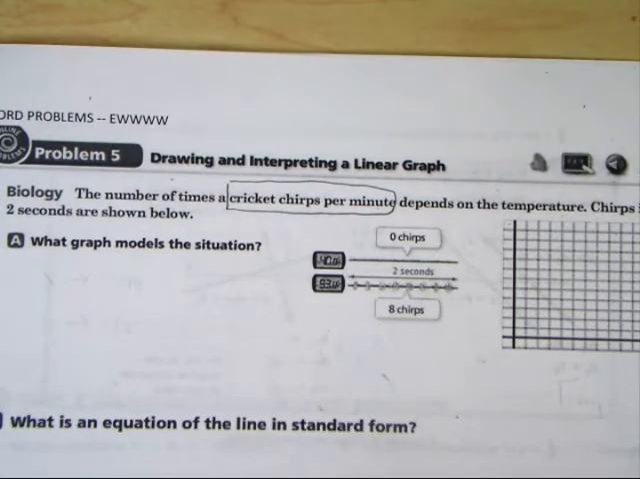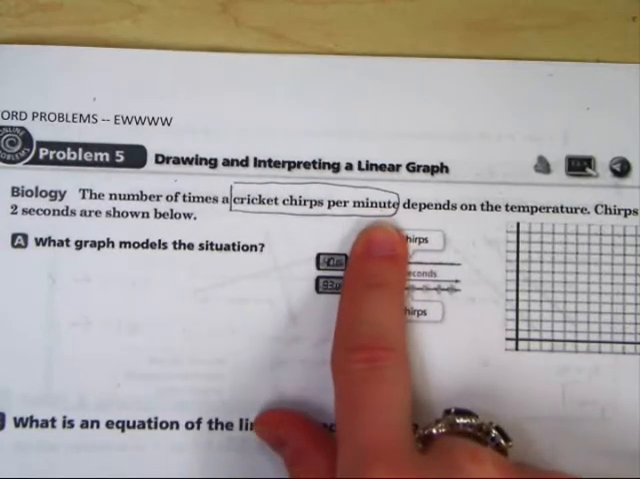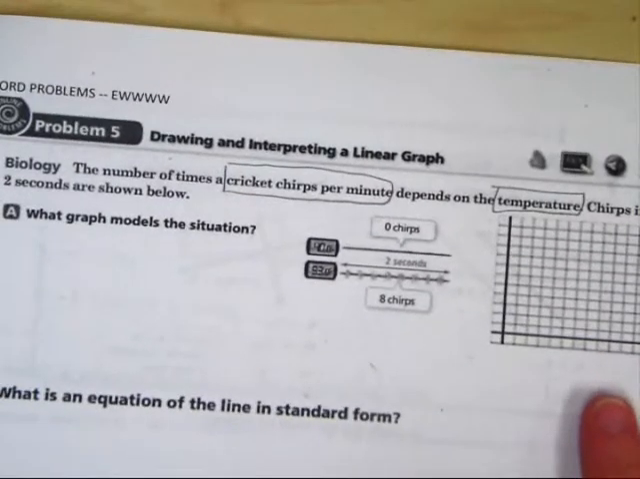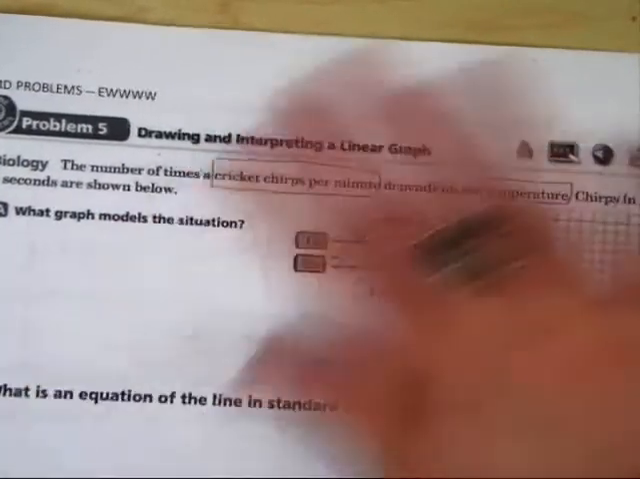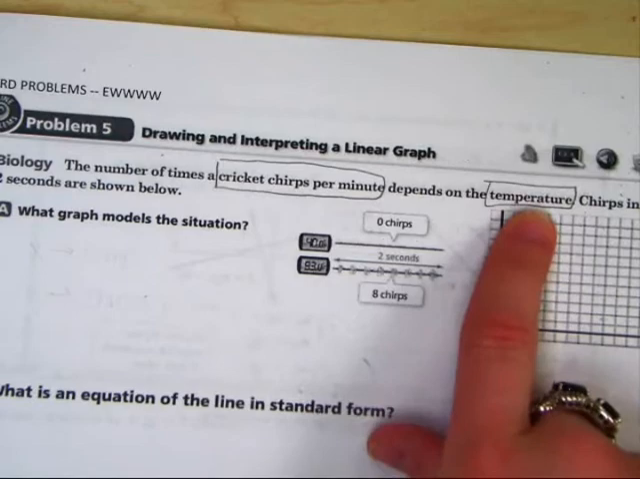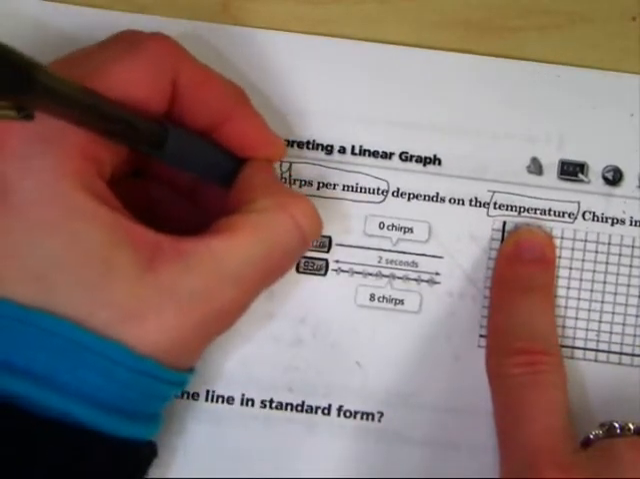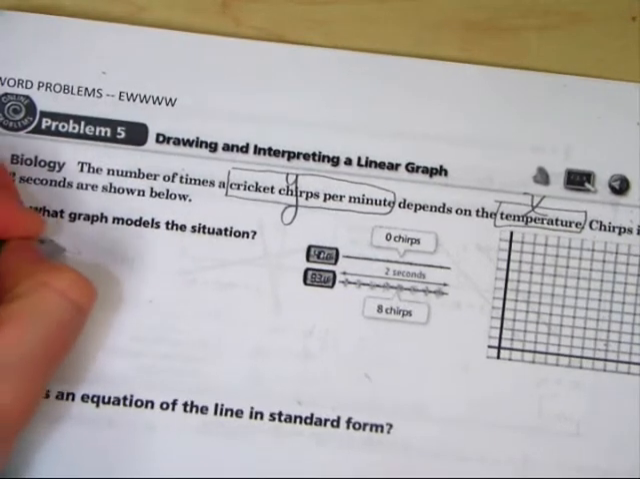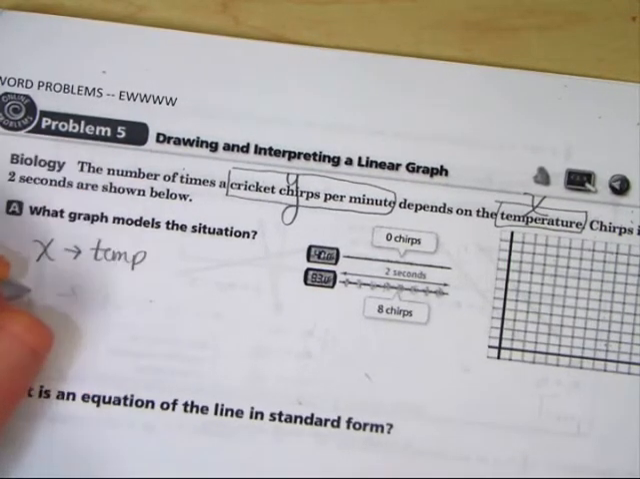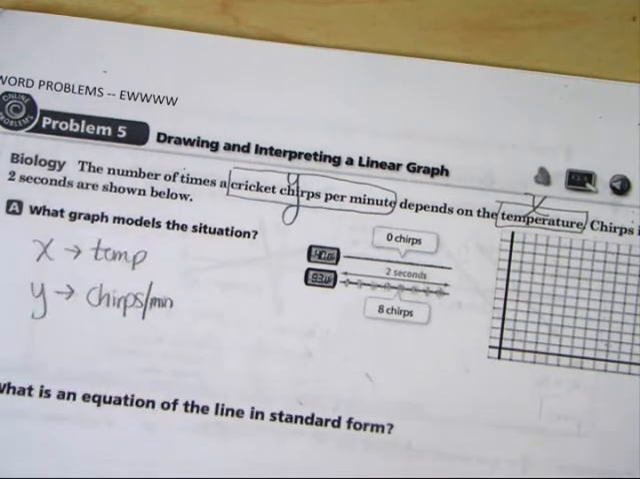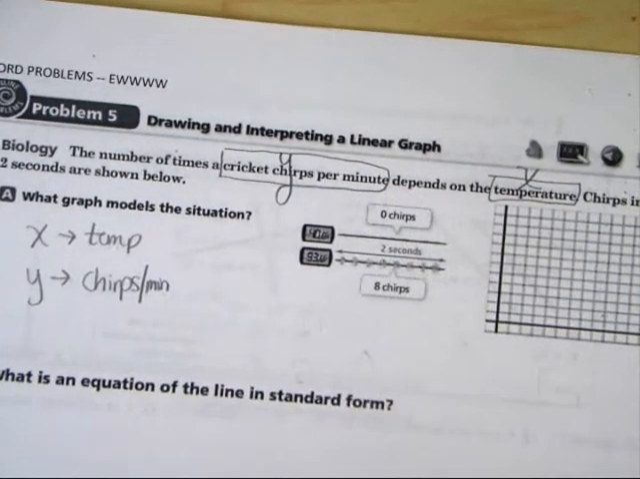biology. It says the number of times a cricket chirps per minute depends on the temperature. Chirps in 2 seconds are shown below. So you see this phrase up here? That's a very important phrase. It says the chirps depend on the temperature. Well, you have learned that y depends on x. So by simply saying that sentence, they have told us the x and the y. X is the temp, and y is the chirps in a minute.